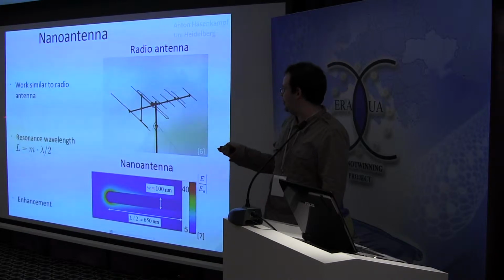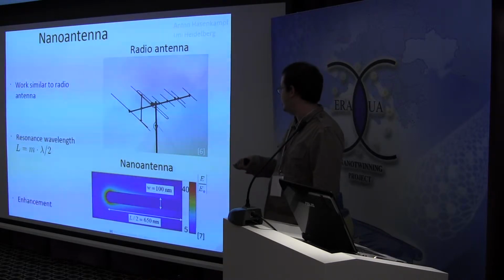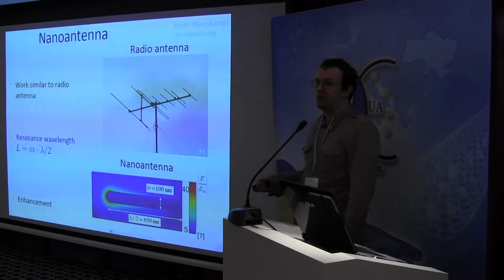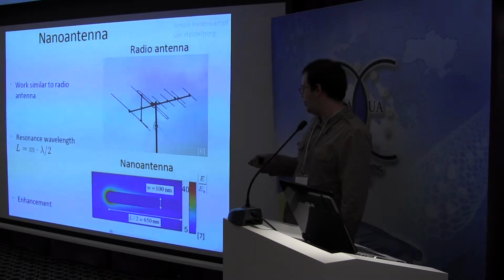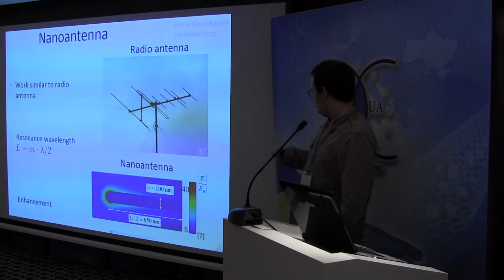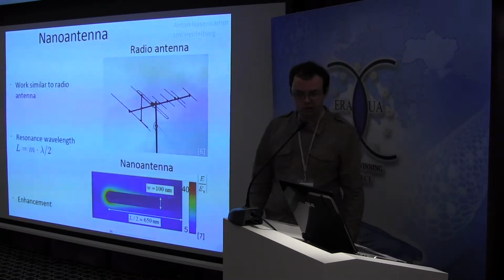And you can sum up the resonance frequency with a simple formula: L, the length of the antenna, is m, an integer, times lambda over 2. Lambda is the resonance wavelength. The reason why we and all the other groups are interested in these nanostructures is the enhancement. Down below you see a simulation done by our group, and you see the enhancement is around a factor of 40. It's quite nice.